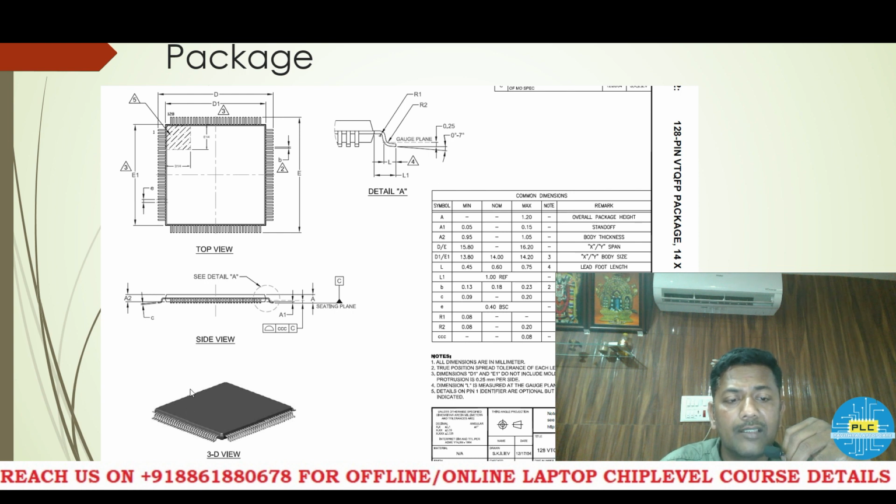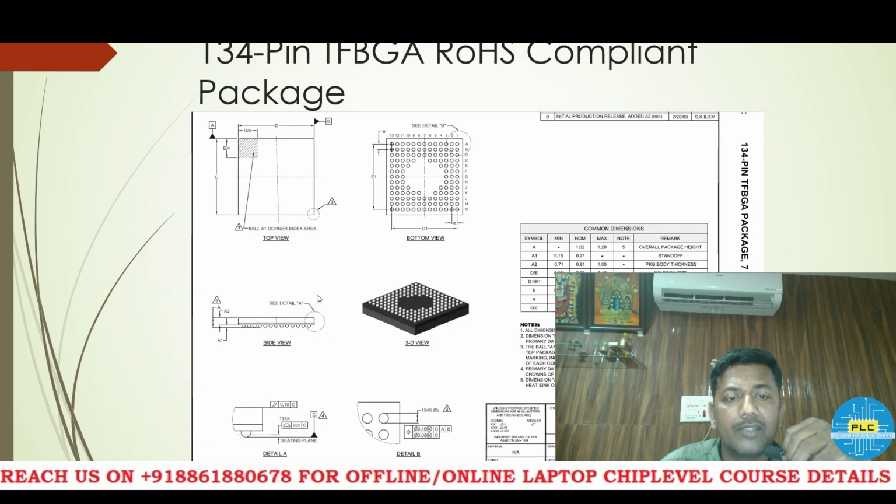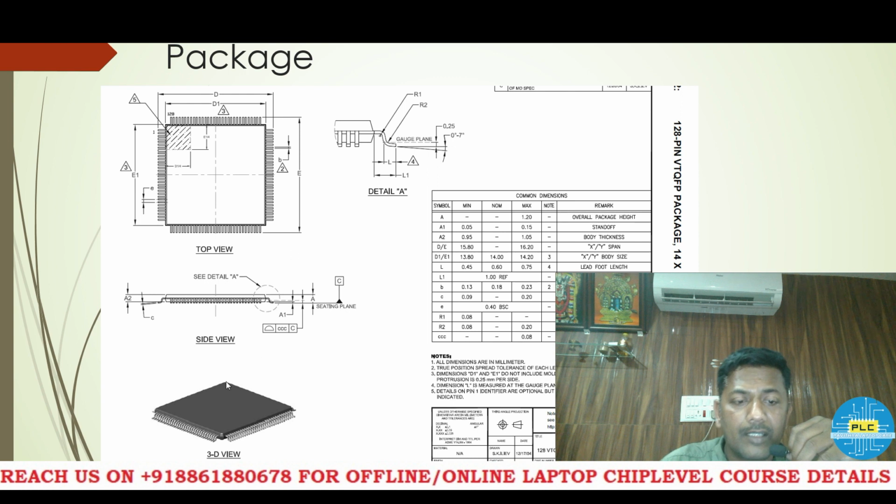Quad flat in the sense, here is 1, 2, 3, 4. All four faces have pins. So that's called QFP. P means pin, quad flat pin. Okay. VT is a part number. It's 128 pin VT.